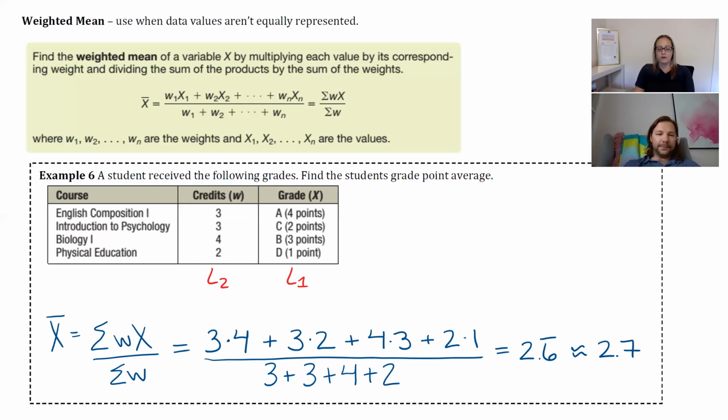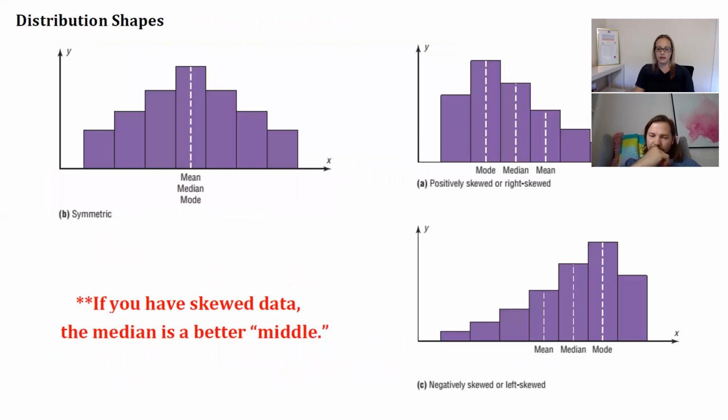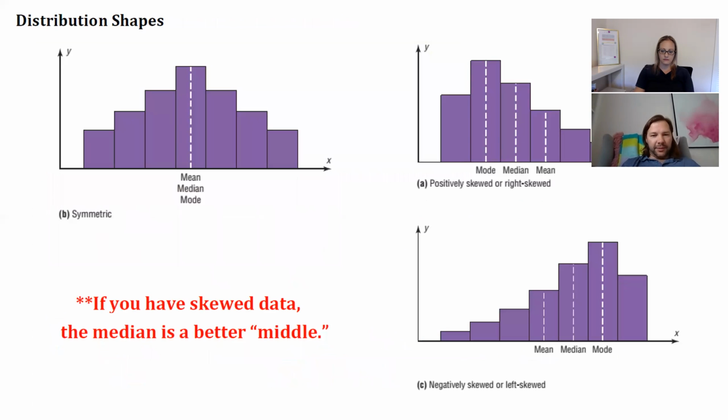Once you have those, you'll go to stat, calc, 1 variable statistics, type in L1, comma L2, or just tell it that your main list is L1 and the frequency list is L2. Either way, you'll get 2.7 as your answer. Cool. And like you said, we'll probably make some videos explaining how to do this using the different technologies.